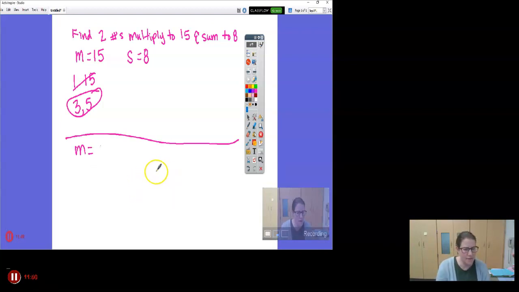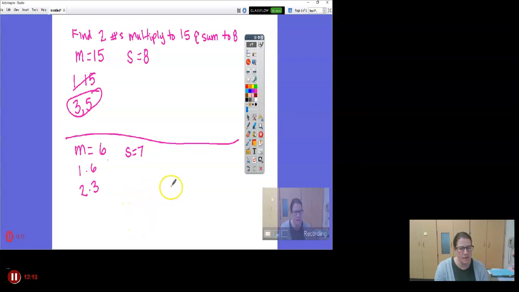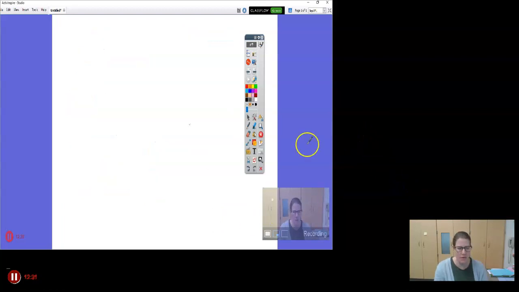So let's try to find two numbers that multiply to 6 and sum to 7. Okay? So numbers that multiply to 6 would either be 1 times 6 or 2 times 3. Since 1 plus 6 equals 7, this is the one that we want. So 1 times 6 equals 6, I should say, and then 1 plus 6 equals 7. So the two numbers that multiply to 6 and sum to 7 are 1 and 6. So let's try a couple more.